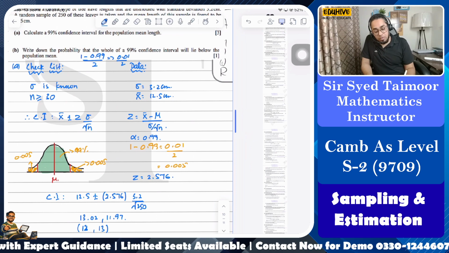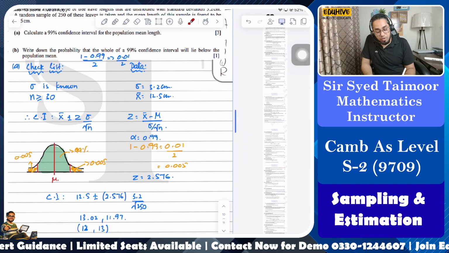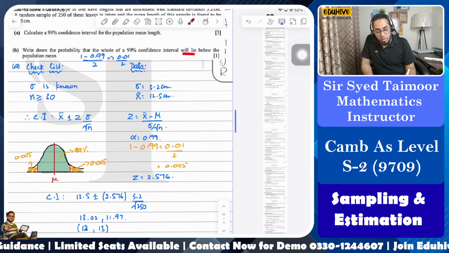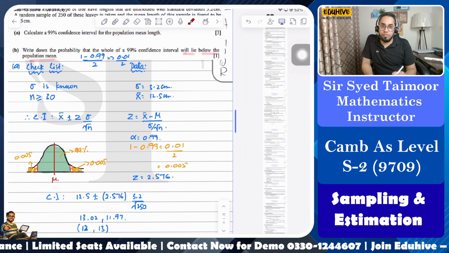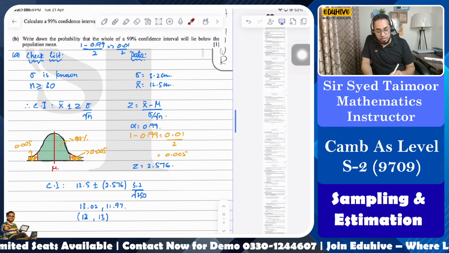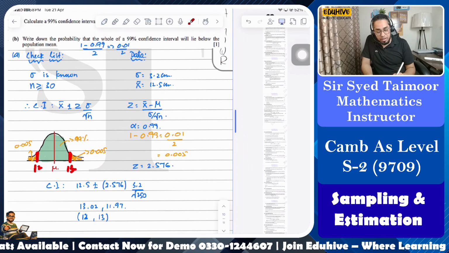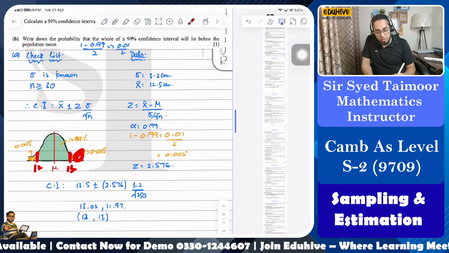They were asking you to write down the probability that the whole of the 99% confidence interval will lie below the population mean. What does it mean? Below the population mean means on the other side. Like the population mean is over here, that is 12 and that is 13. So they are asking about this portion.